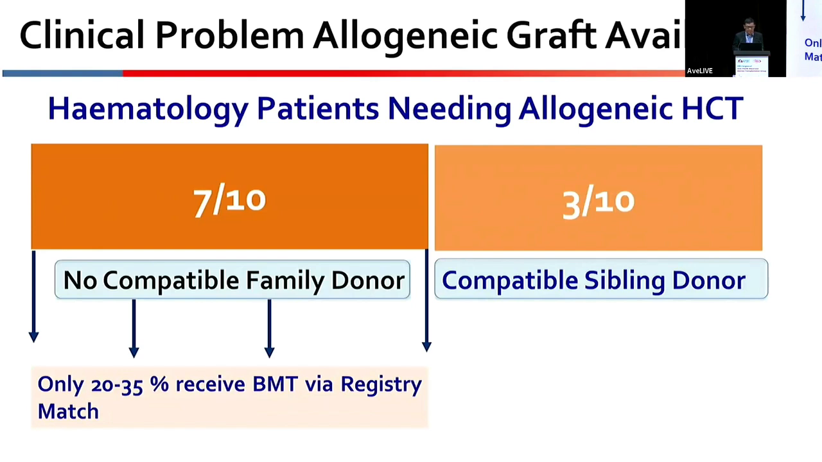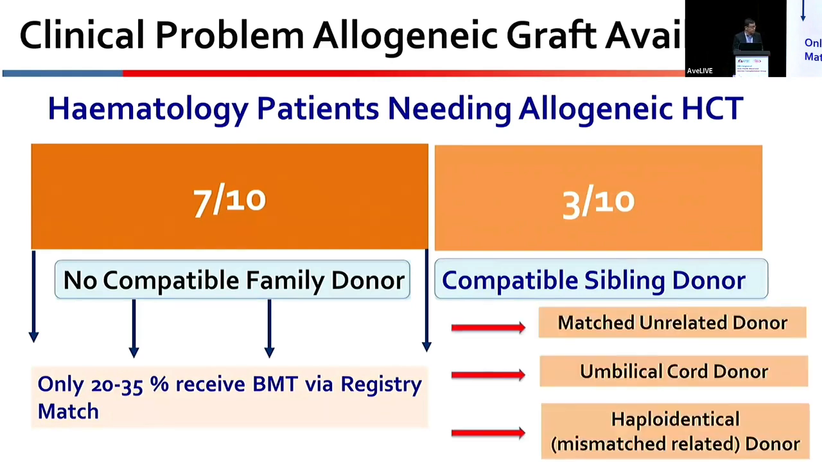the last few decades. So we know that about 1/3 of patients are able to find a matched sibling donor from the family, leaving the rest having to explore the alternative options either from the matched unrelated donor, unrelated cord blood, or haploidentical transplant donors.